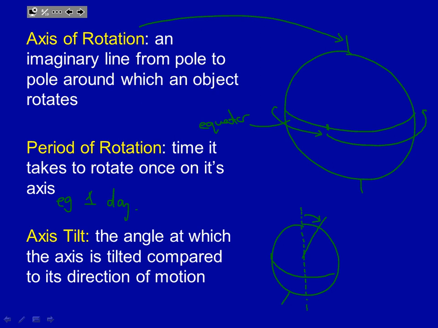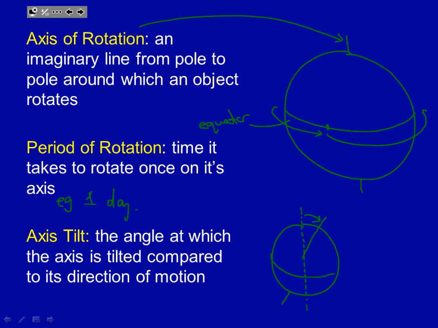Again, all planets will have a slightly different axis tilt. I don't think there are any straight up and down, and I think there's one that's almost completely sideways, 90 degrees. I don't have them memorized. Okay?